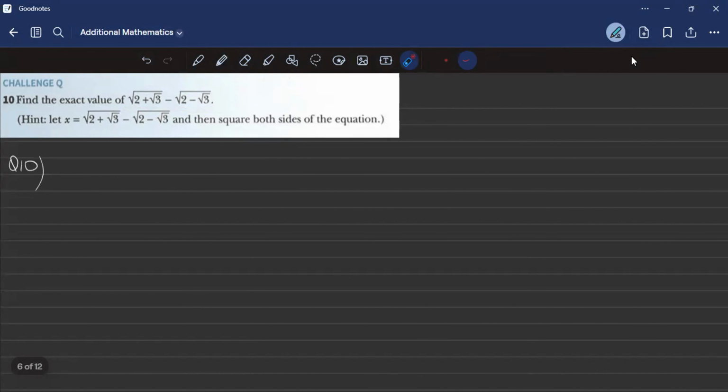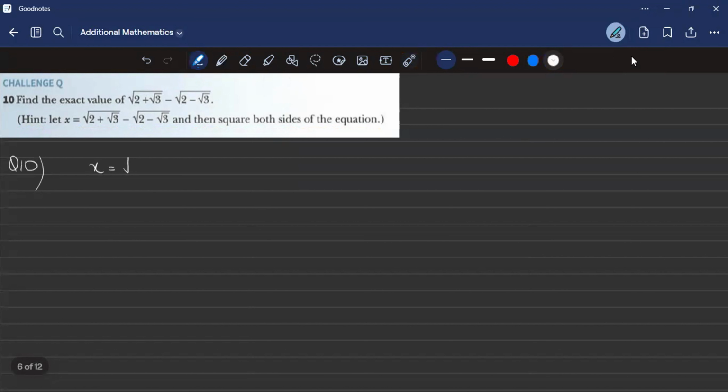So the thing is, what are we going to do in this? They've given us a hint: let x equal under root of 2 plus under root 3 minus under root of 2 minus under root 3, and then square both sides of the equation. In fact, they have given us the first two steps and then we just have to simplify.